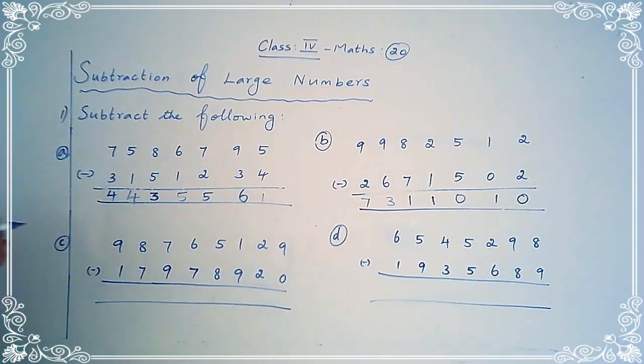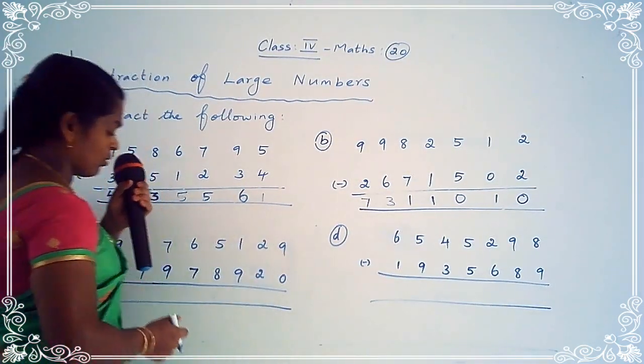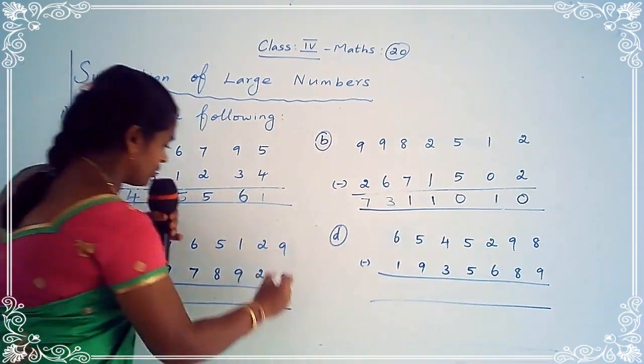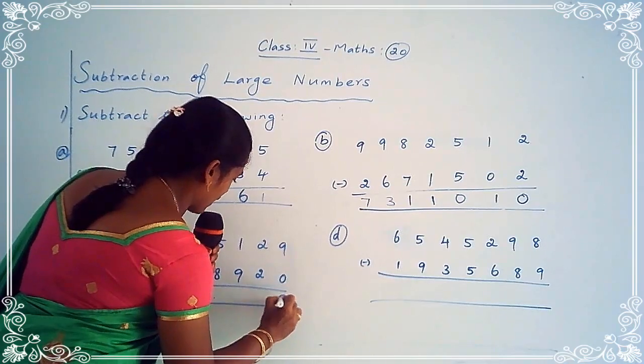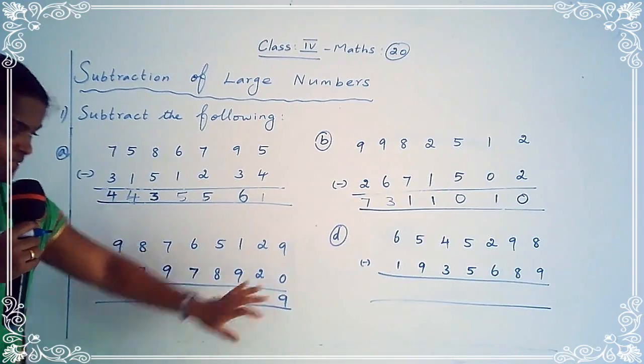Okay children, now you start. We start subtraction from the ones place. Here the ones place has 9 and 0. So 9 minus 0, what's the answer? 9. When 0 is subtracted from any number, the answer is the number itself. So 9 minus 0 is equal to 9 only.